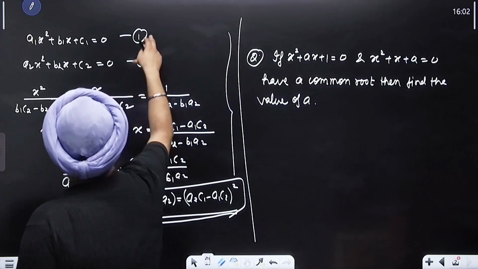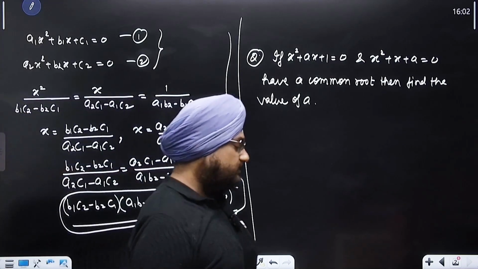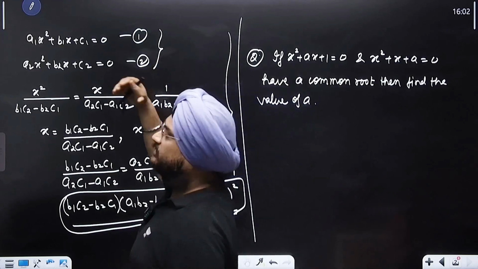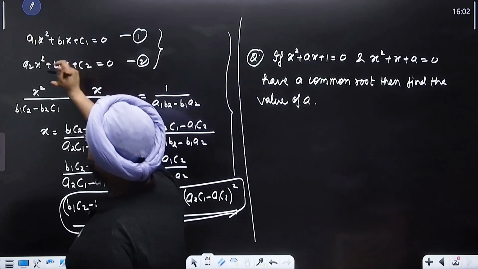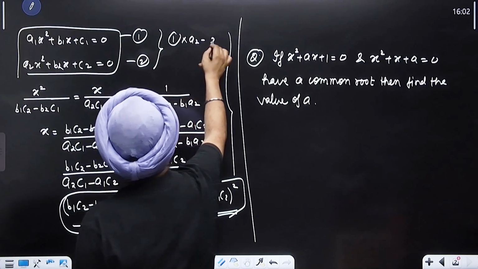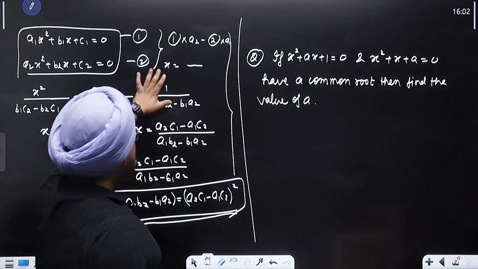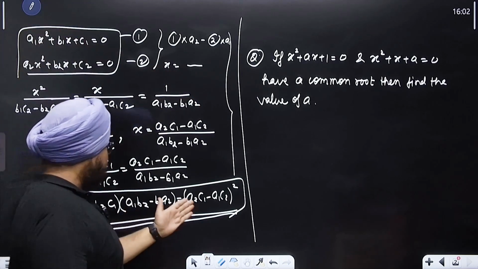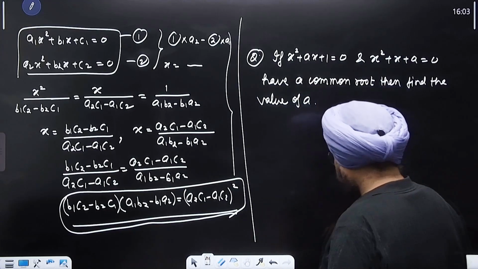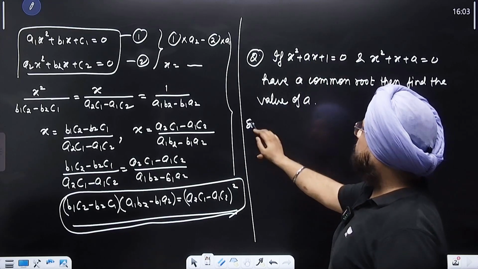What we have done, we have simultaneously solved these two equations. This is one of the methods to solve two simultaneous equations. There are other ways of solving two simultaneous equations. One is elimination, one is substitution. I could multiply 1 by a2 and 2 by a1, and by subtracting I could get the value of x, and if I put that value of x in any one of the equations, I will get this condition. So there is no need to use the condition directly. We can always solve both the simultaneous equations.